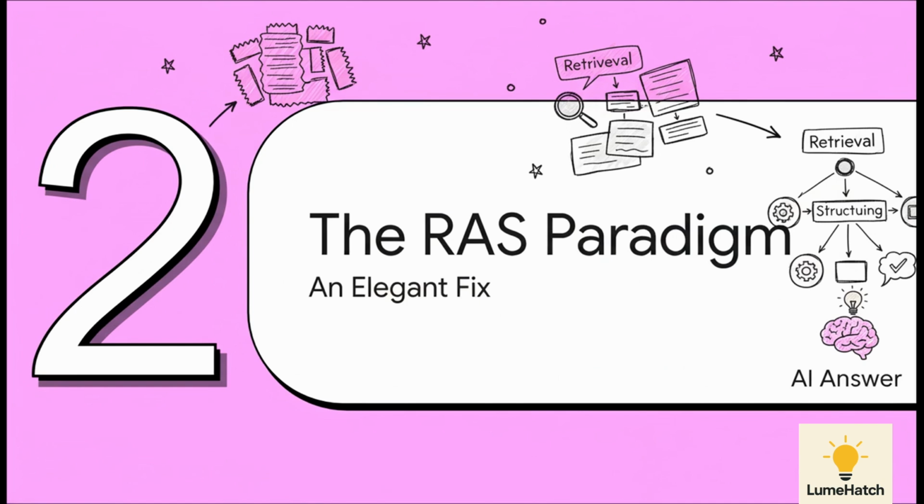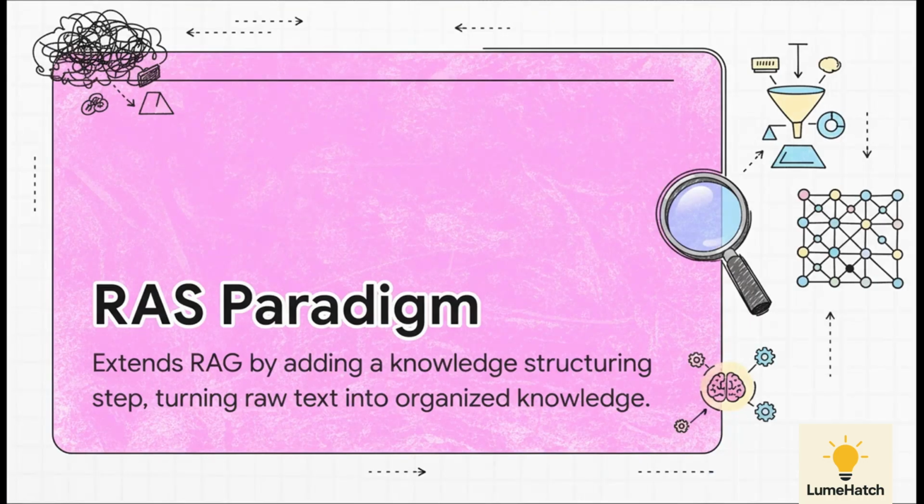It's a really elegant fix for RAG's whole messy data problem. And honestly, it all boils down to one simple, game-changing addition. So what exactly is RAS? Well, at its core, it just extends RAG by adding that knowledge structuring step. It doesn't just grab text, it actively turns that text into organized knowledge. You can almost picture a knowledge graph like a super detailed mind map for the AI. It's not just a list of facts, it connects all the dots. Who's related to what, what causes what, the whole shebang. This combines finding information, organizing it, and then generating an answer into one much smarter process.